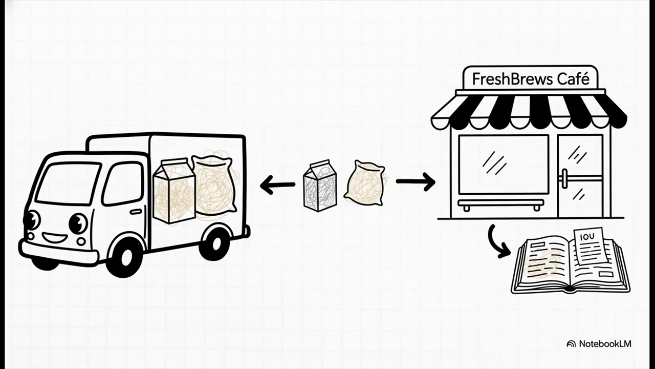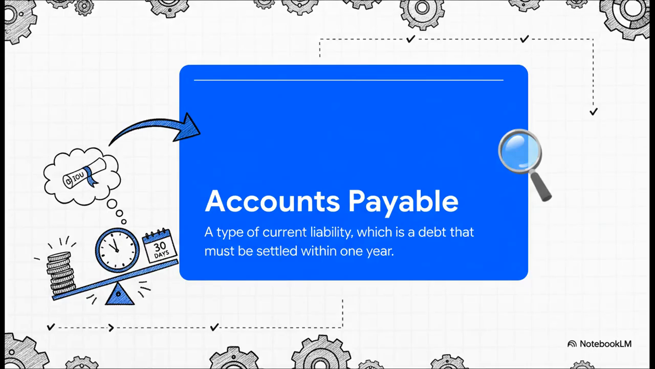Okay, scene 1. This happens every single day in millions of businesses. Fresh Brews gets a delivery of milk and coffee beans, the stuff they need to operate, but they don't hand over cash right away. The supplier gives them an invoice and says, "Pay me in 30 days." In that one moment, from an accounting perspective, Fresh Brews has created an asset, all that new inventory, and at the exact same time, a short-term IOU. And that IOU has a name, accounts payable. It's simply the money a business owes its suppliers.